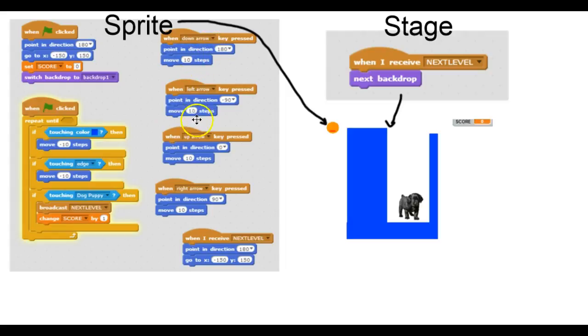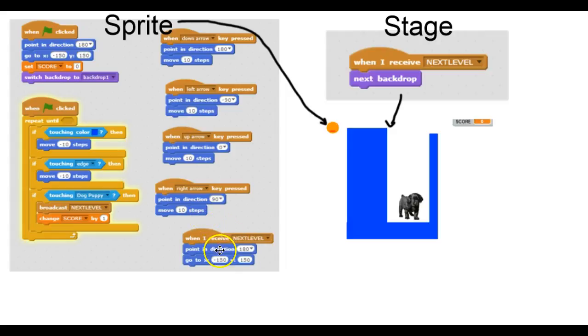Then I have my key arrow presses that we talked about before. And I have a broadcast. When I receive next level, move back to the beginning. So when the sphere sprite touches the puppy, I broadcast that I'm ready to go to the next level. I change the score, increase it by 1. They only get 1 point for going to each level. And then I switch the level, which is going to involve changing the backdrop and pointing in the correct direction.